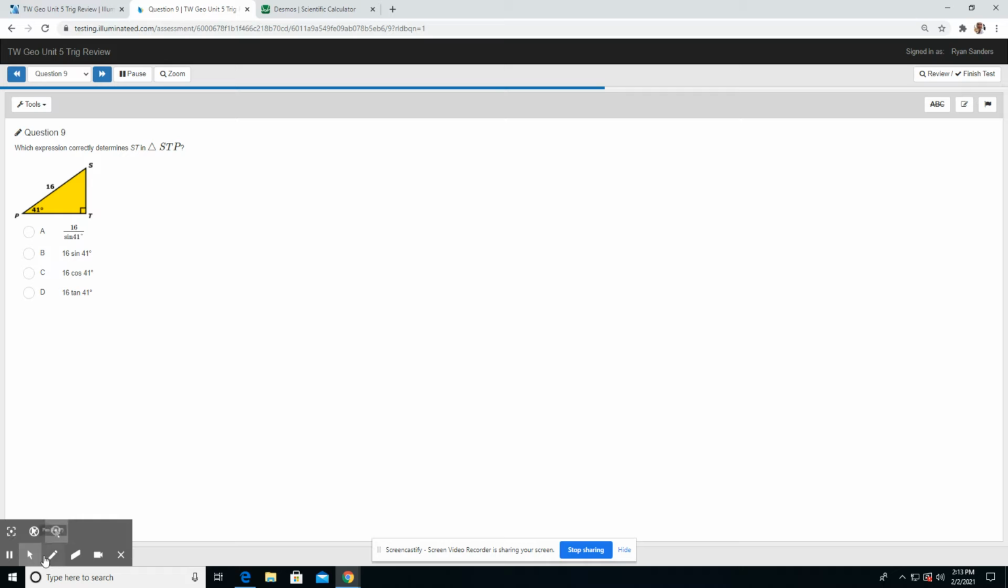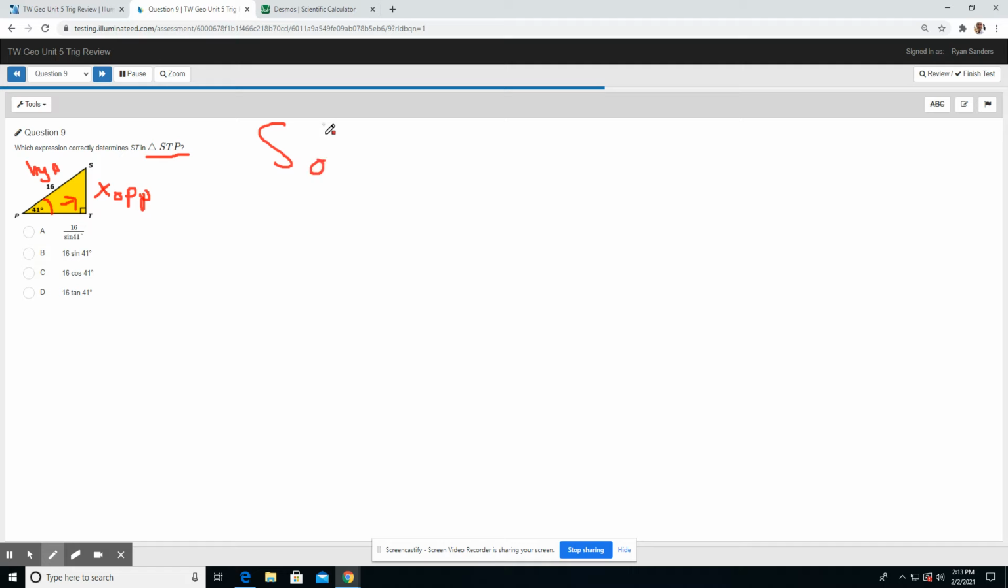All right, next one. Which expression correctly determines ST in this triangle STP? Okay, mark everything. Here's our angle of reference. ST is what they're asking for. ST, I guess that's a T right there, so I'll call that X just so I can label it. They're giving us a hypotenuse, that's the 16. X is the opposite side of it.